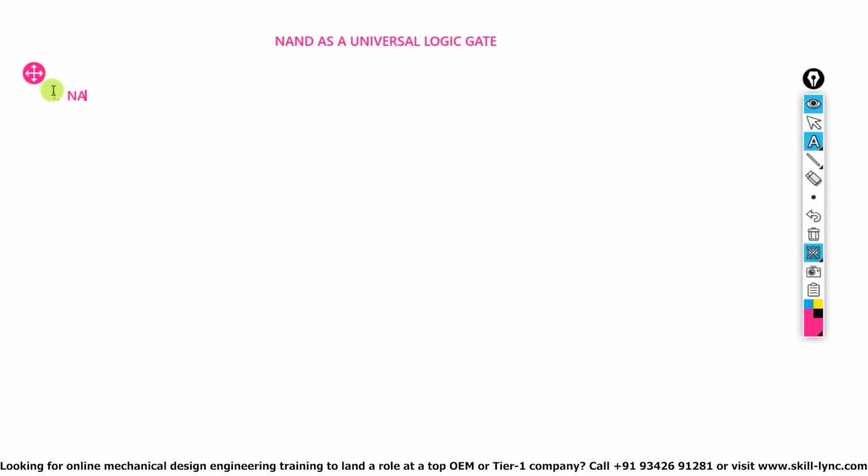First thing is NAND as NOT. Second is as AND, and third is as OR. So if we successfully show NAND as a NOT gate, NAND as an AND gate and NAND as an OR gate, then it is proved that it is a universal logic gate. Let's start with the first thing, that is NAND as a NOT gate.